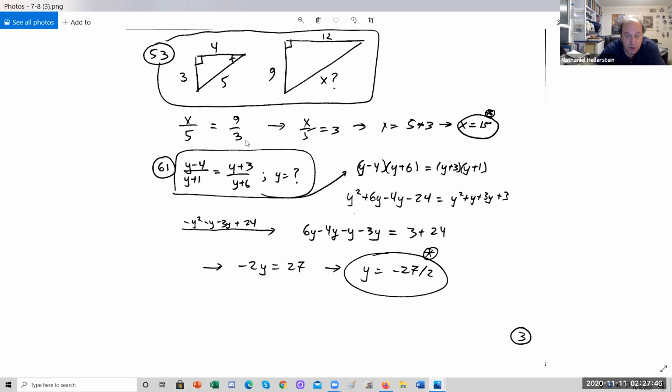And that cancels down to x over 5 equals 3. So transposing the 5, x equals 5 times 3. So x equals 15.